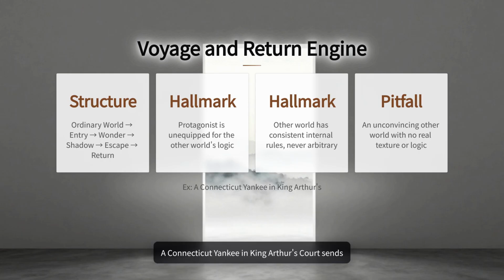Working example. A Connecticut Yankee in King Arthur's Court sends its protagonist into a radically different world and uses the contrast between 19th century industrial thinking and medieval social reality as the story's engine. The protagonist's ordinary world competence is his greatest asset and his greatest liability. The return is not triumphant.